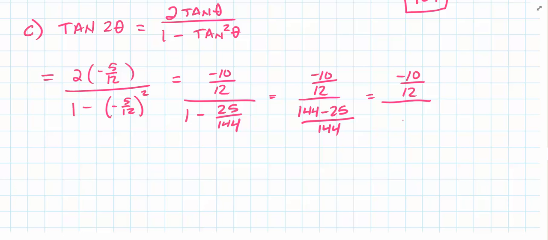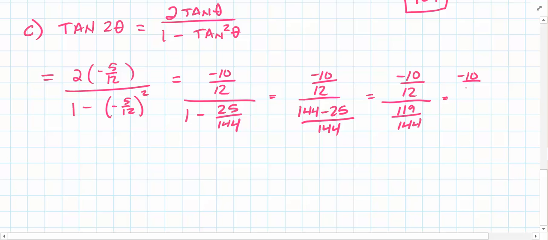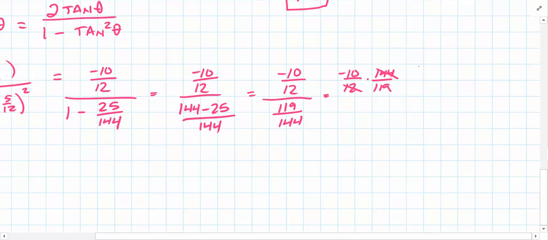Anybody out there? Crickets. 119? Yep. 119 all over 144. We're going to flip and multiply. Negative 10 over 12 multiplied by 144 over 119. I'm going to move this to the side just a little bit. So 144 divided by 12 is 12. So I'm finally getting negative 120 over 119.